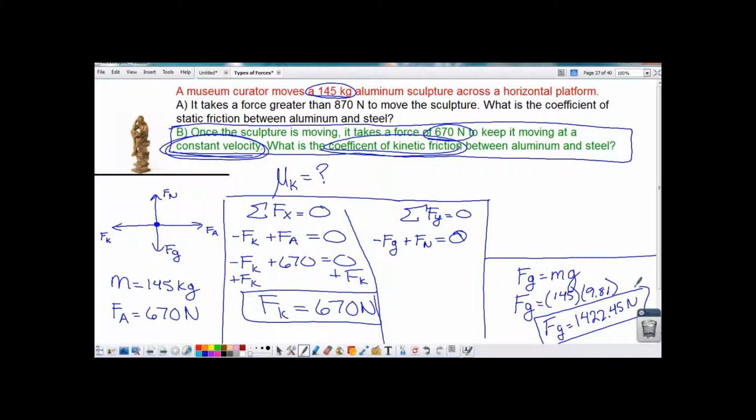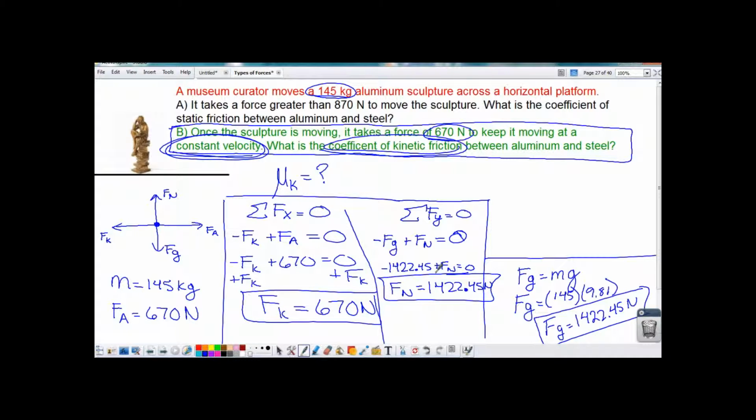Okay, so now we can substitute that in over here. It's in the downward direction, so we make it negative 1,422 and 4/500, plus the normal force is equal to 0. Add 1,422 and 4/500 to both sides, and we have our normal force.